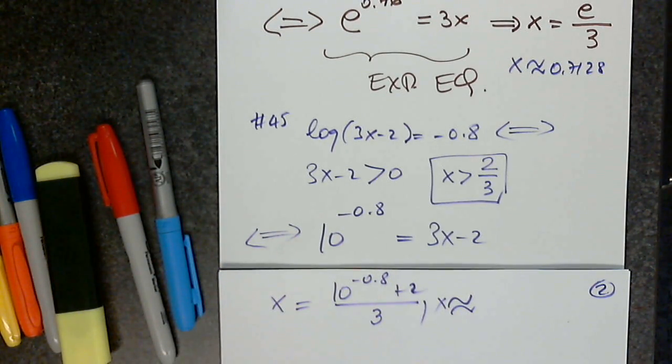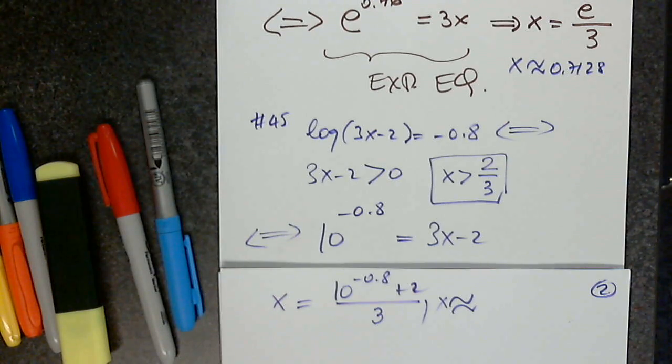I need a calculator and I will punch it in. Don't forget parentheses around the top. Then we have 10 caret in parentheses negative 0.8. Close the parenthesis, plus 2, close the parenthesis, and divide by 3. I got 0.7195, is that correct?